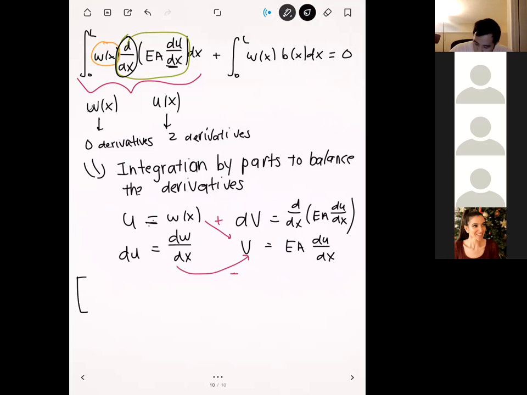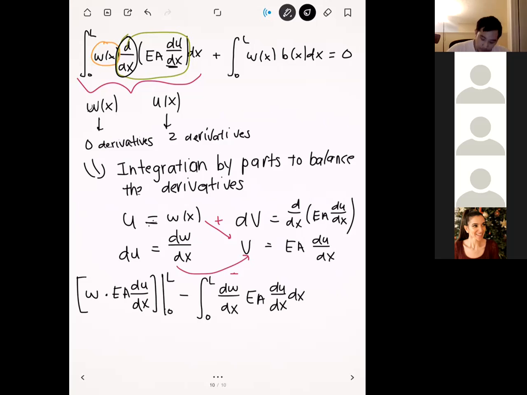And so first we have u times v, and so this is going to be w times EA du dx. And since this is a term that's already evaluated from the integral, we're going to evaluate this from 0 to L. And then from this, we're going to subtract the integral from 0 to L of dw dx times EA times du dx dx. And then we also have our same integral from up here too.